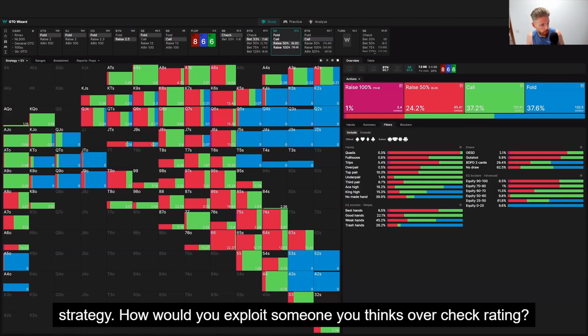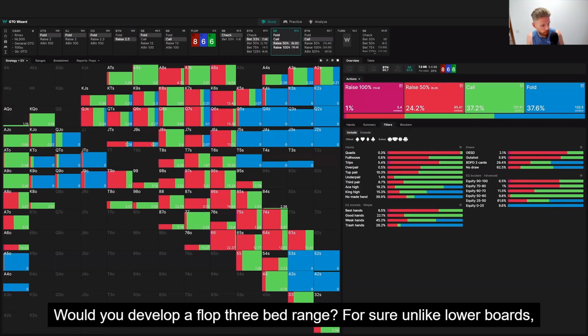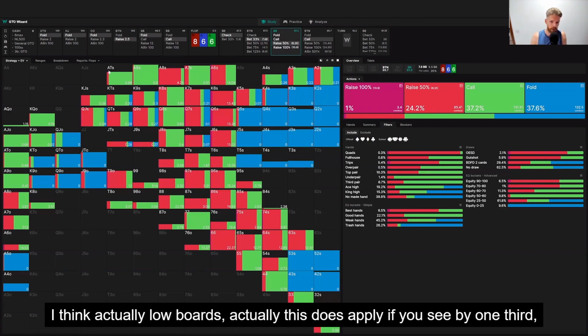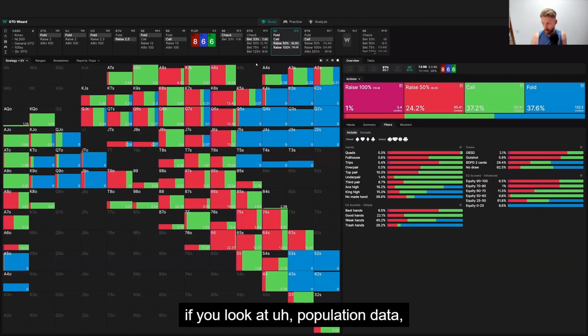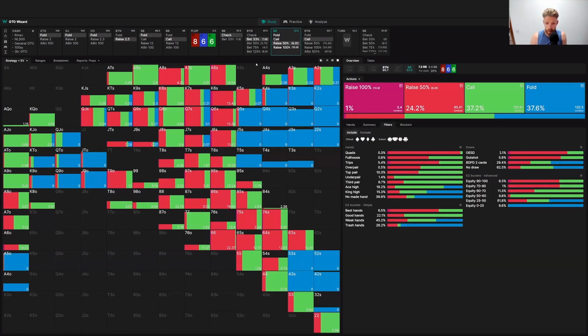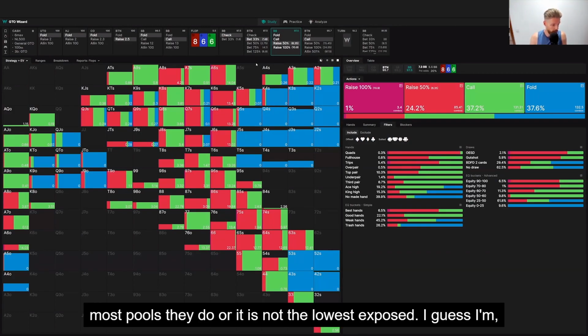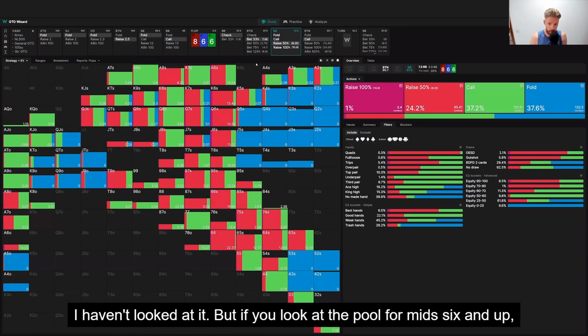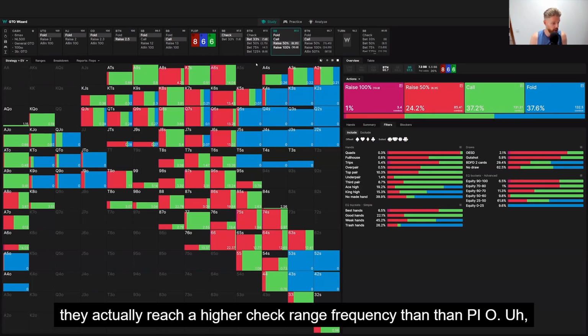How would you exploit someone you think is over check raising? Would you develop a flop 3-bet range? For sure. Unlike on lower boards, I think actually on low boards, this does apply if you see that 1/3. If you look at population data, most pools, maybe not the lower stakes pools, I haven't looked at it, but if you look at the pool for mid stakes and up, they actually reach a higher check raising frequency than Pio.